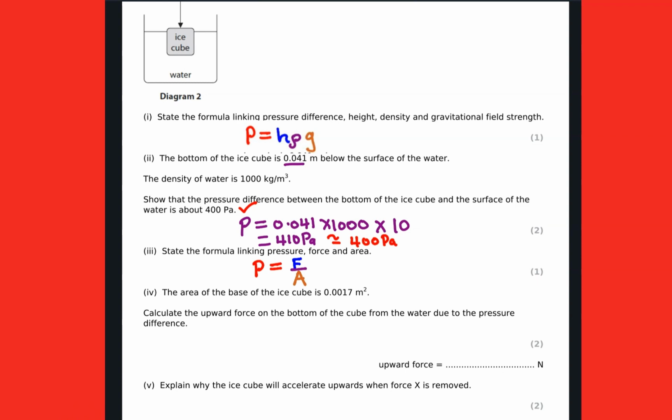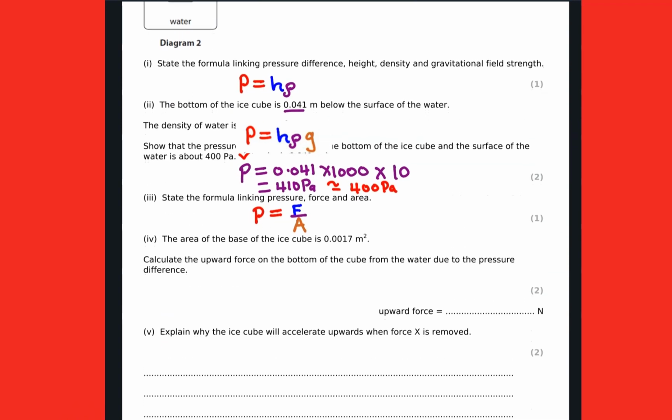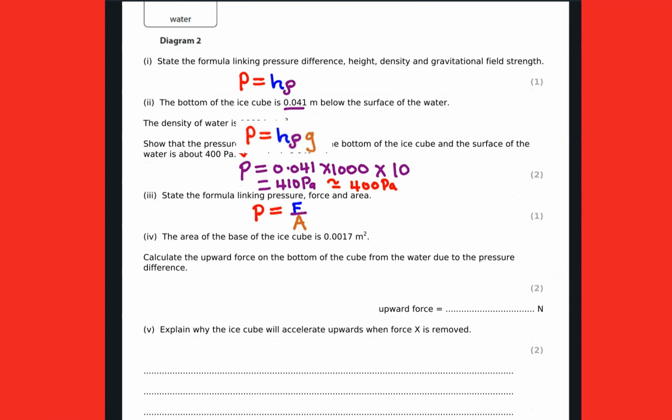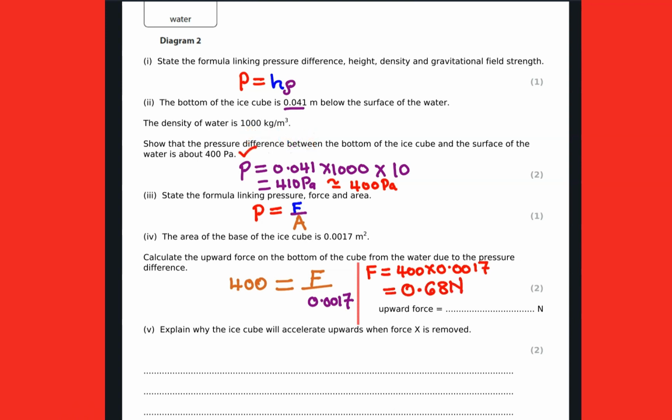But the formula linking pressure, force, and area, this is pressure in solids, is as given there. Then we can apply it in order to work out the force in this case, and then our F is going to be equal to 400 times 0.0017, and our final answer becomes 0.68 newtons.